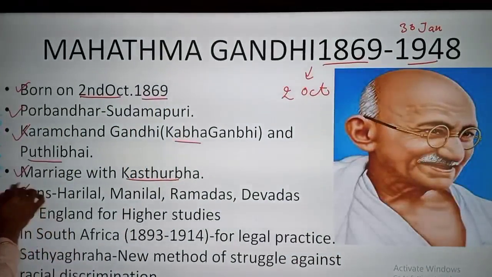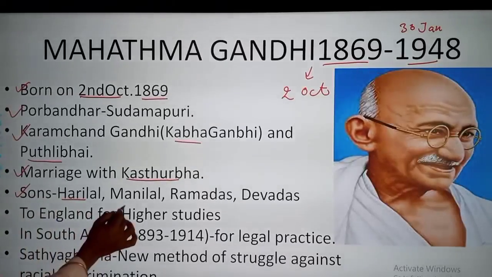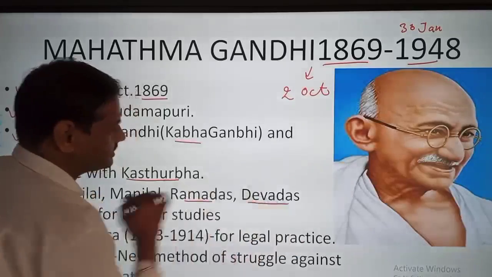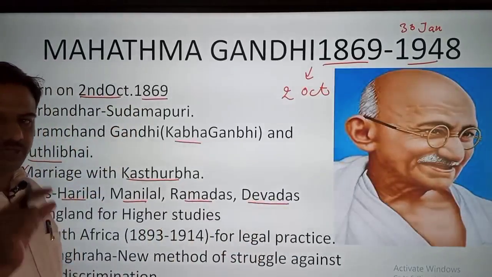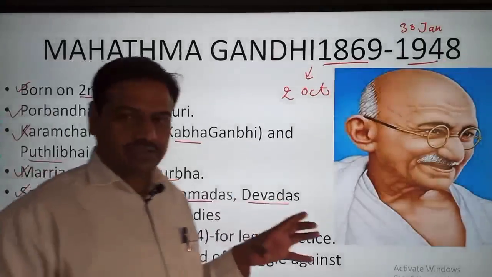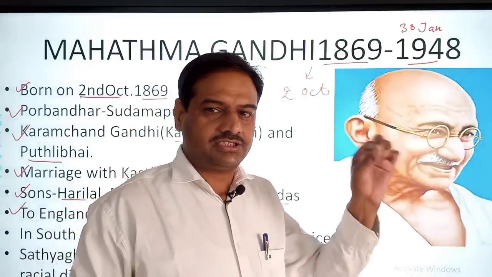And he had 4 sons, and their names were Harilal, Manilal, Ramadas and Devdas. So these were the 4 sons of Mahatma Gandhi. He went to England for higher studies. The initial education of Mahatma Gandhi was completed in Porbandar, that is in Gujarat.